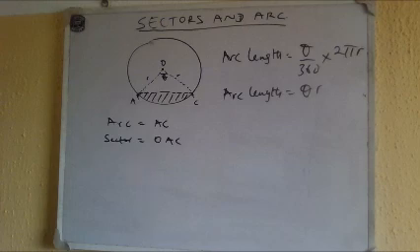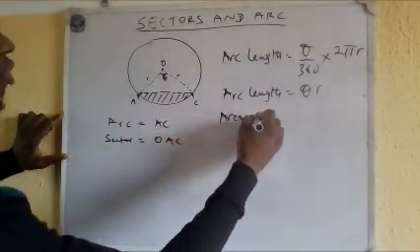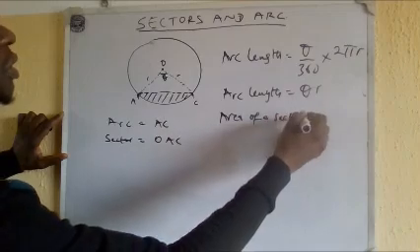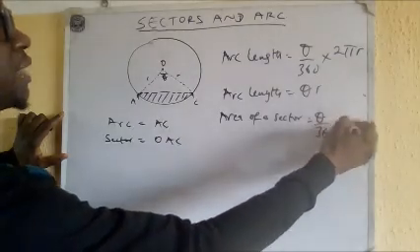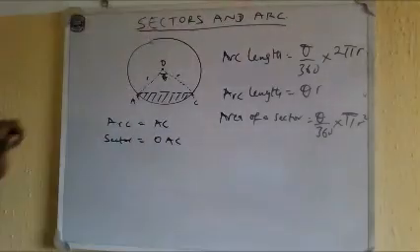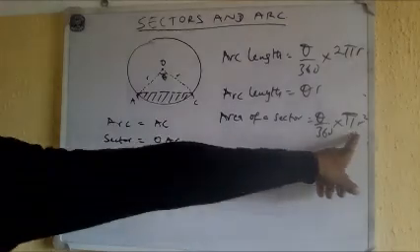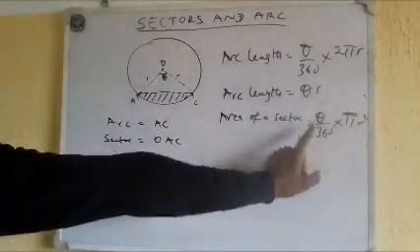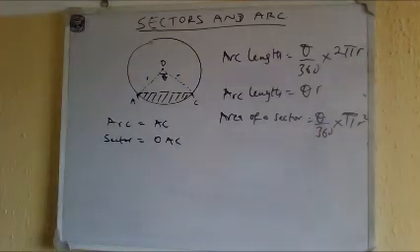Okay, so area of a sector. The area of a sector becomes theta over 360 times pi r squared. You see, we are using the area of a circle and multiplying by the fraction that will result from the angle subtended by the sector.